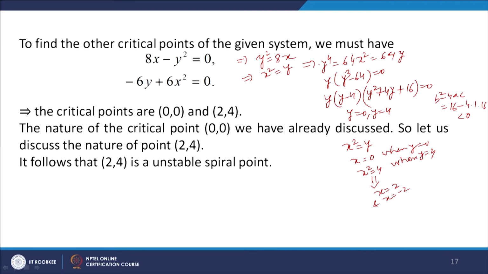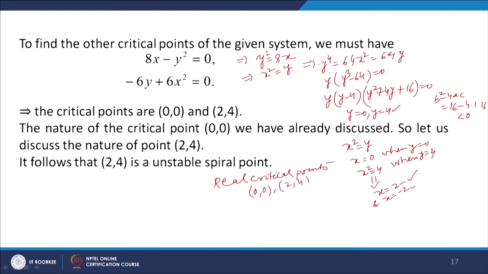Let us see x = 2. If you take x = 2, then y² is equal to 16, which is fine. So, x = 2 is admissible, but x = −2 is not admissible, because y² becomes −16. So, corresponding to y = 4, x should be taken as 2. So, we have two real critical points: (0, 0) and (2, 4).